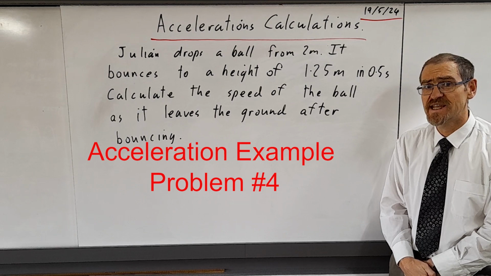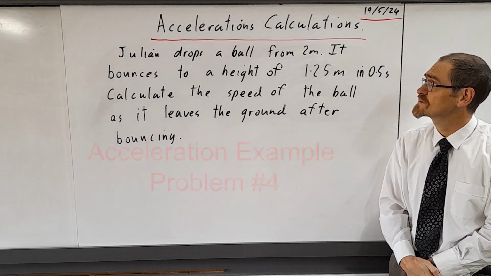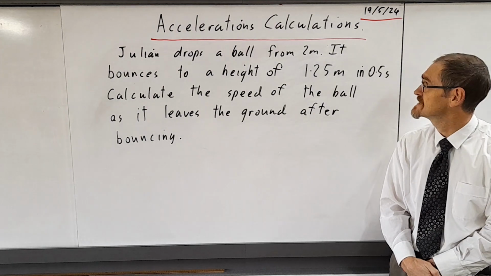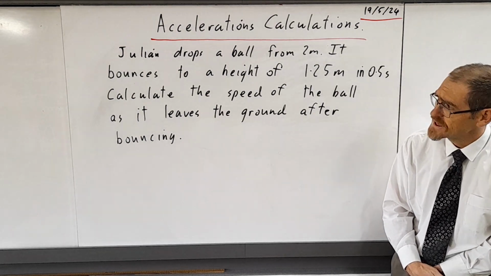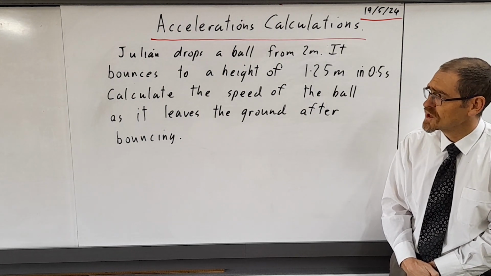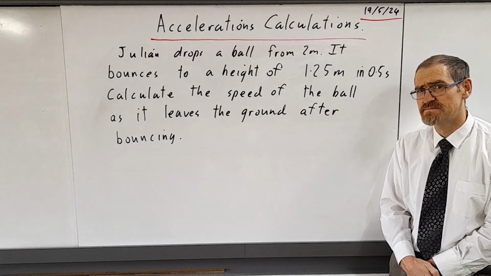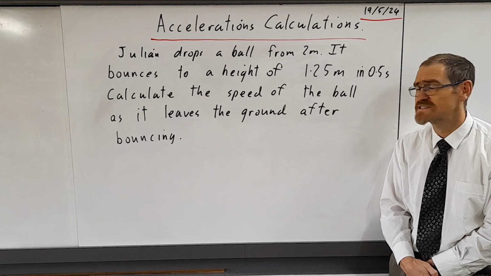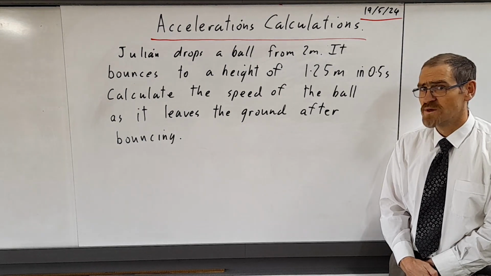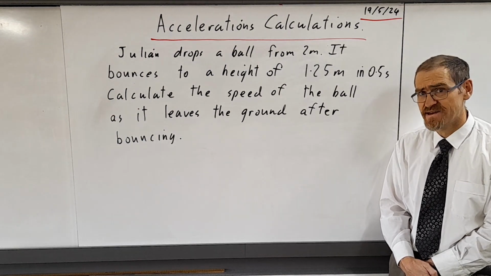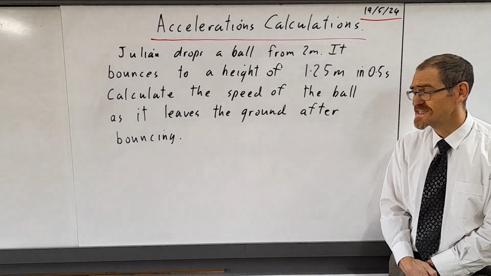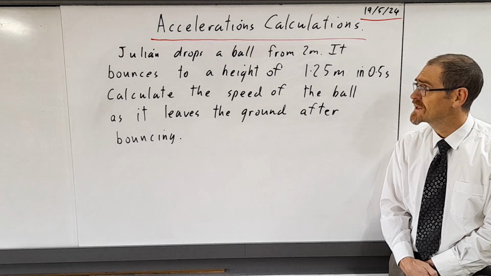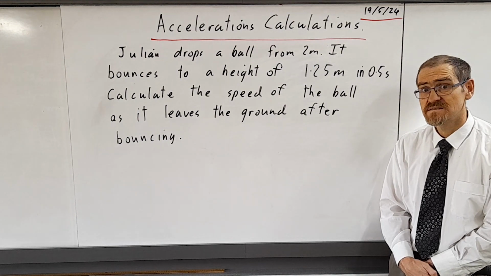Acceleration calculation example number 4. Julian drops a ball from 2 meters. It bounces to a height of 1.25 meters in 0.5 seconds. Calculate the speed of the ball as it leaves the ground after bouncing. Okay, this is a more complicated question. What doesn't change though is we still underline the important information, list our givens, draw a diagram if we think it's a good idea, and then declare the equation.